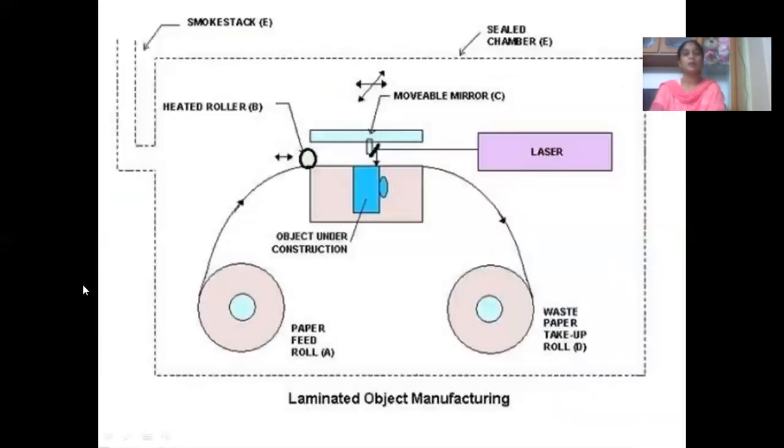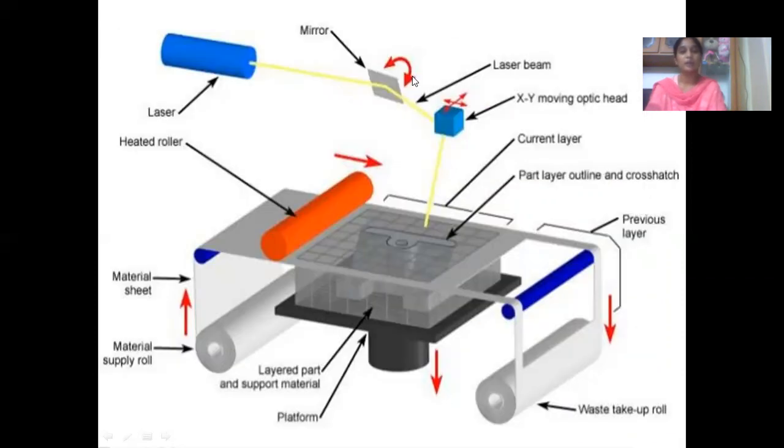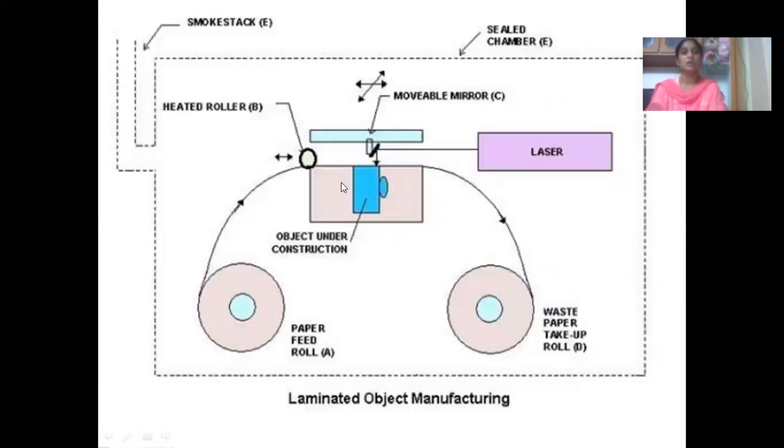Okay, these are the paper feed rollers which we will take into the laminated object manufacturing systems. And see, if we take up the roll, this is the mirror system which we are taking, and here the mirror system will directly project it to the sealed chamber or also the smokestack between the different types of methods. Okay, laser and also wasted paper take up roll.